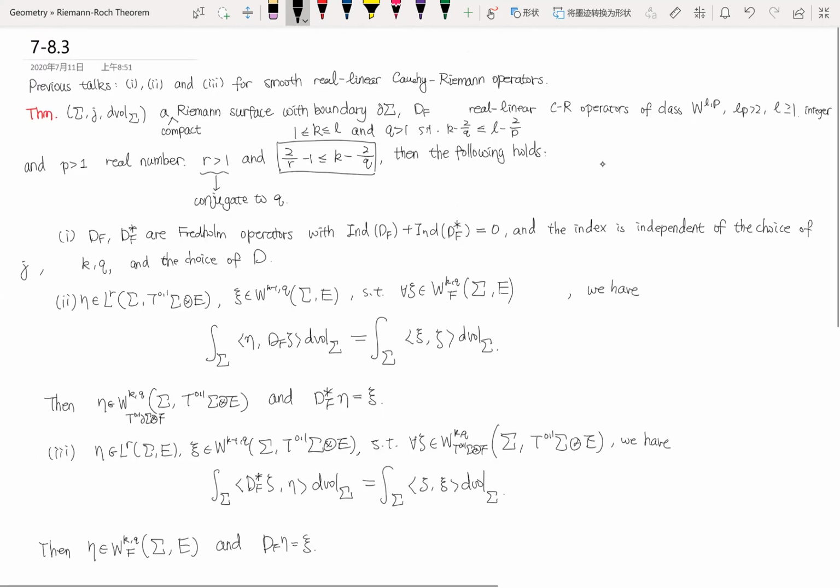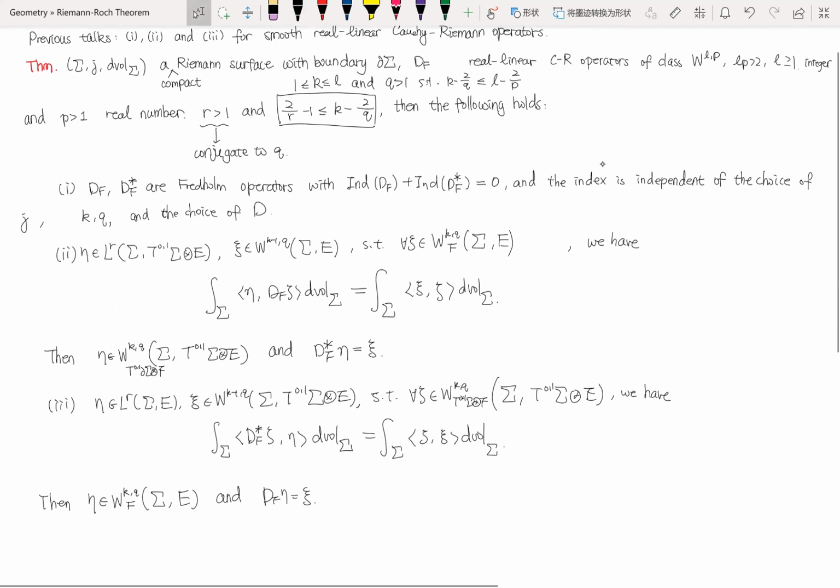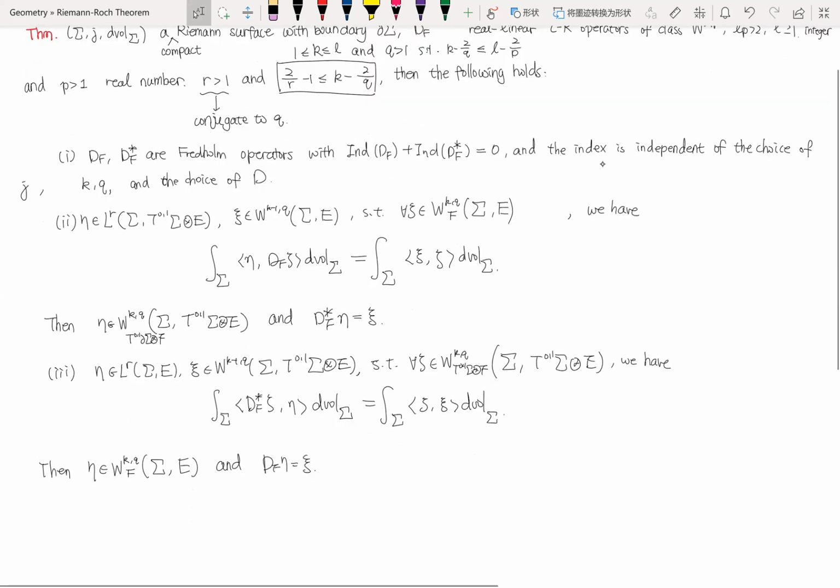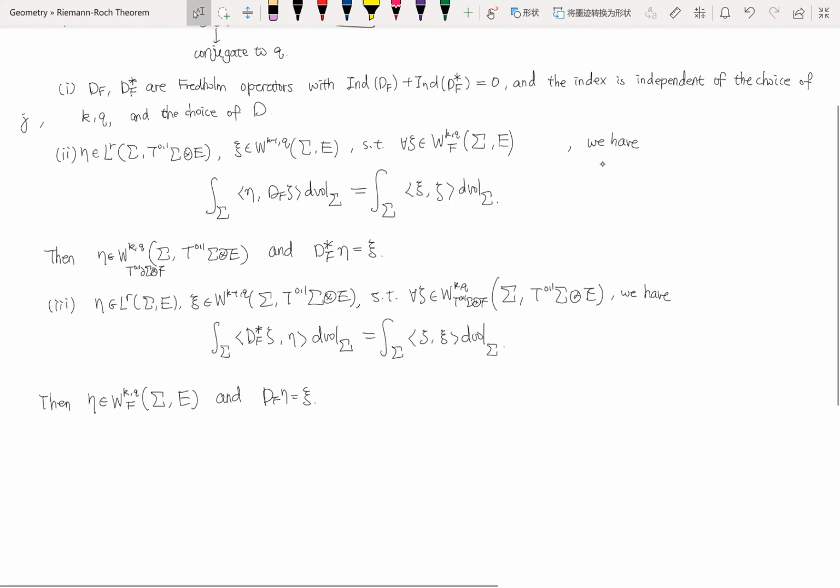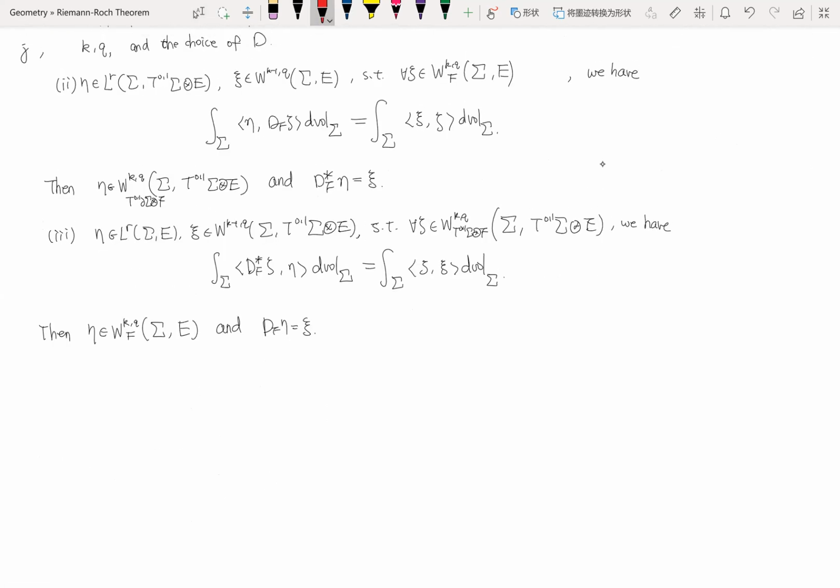So we have proved the theorem in the case when D_F is a smooth real linear Cauchy-Riemann operator. And now we are concerned with the case when D_F is non-smooth, it is only of class L^p. So in order to achieve this, we need a lemma.